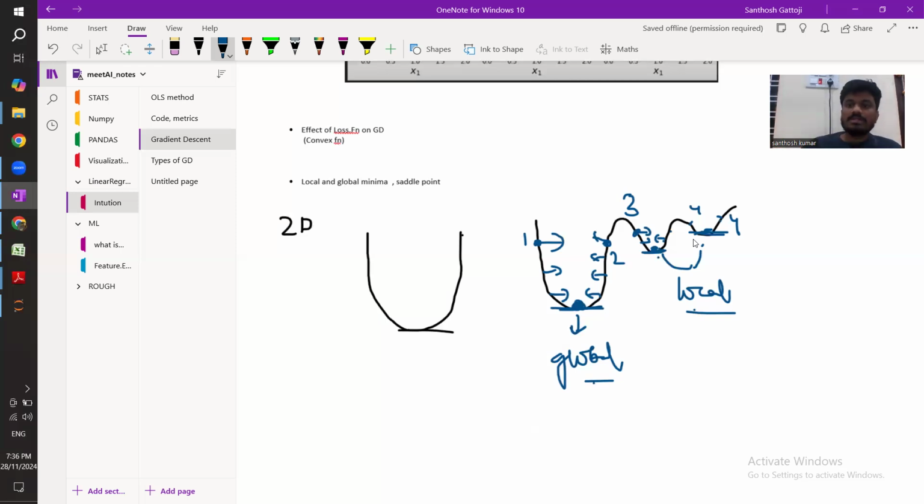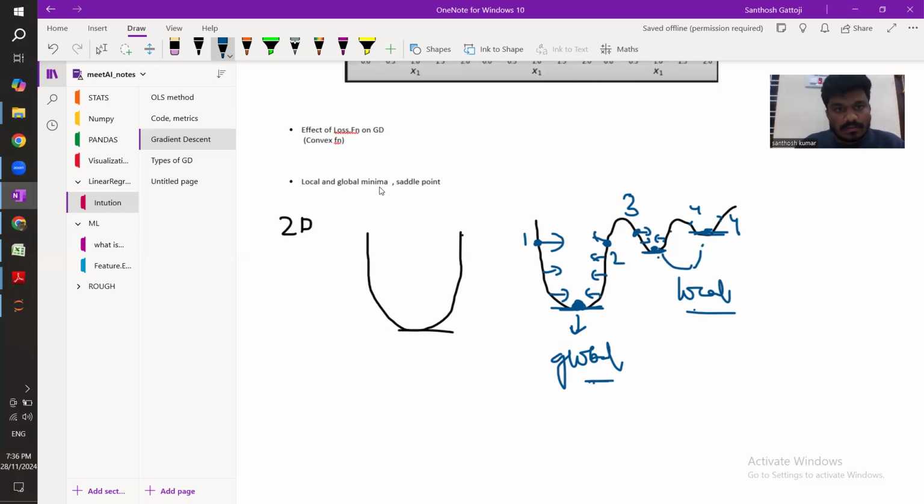But the problem is the way we are initializing, right? Where exactly we have to start is called initialization. If we are lucky, we reach here, but every time we cannot be lucky, right? So to handle this problem, we have a few types of gradient descent that we are going to see.